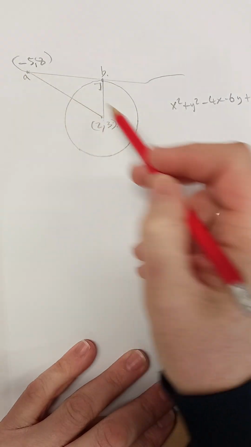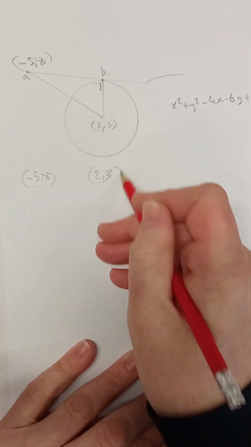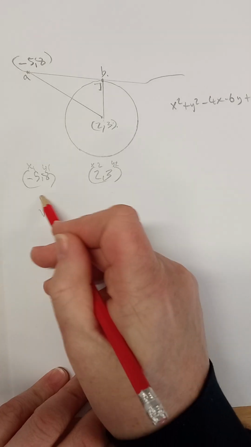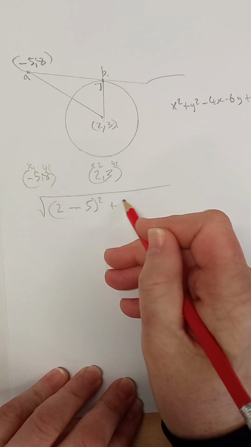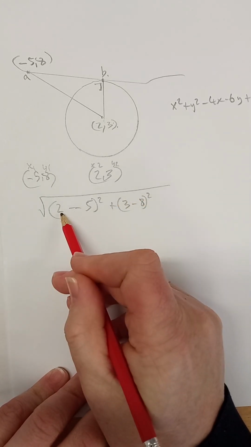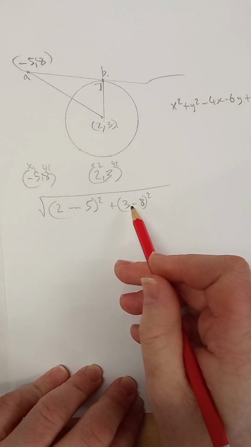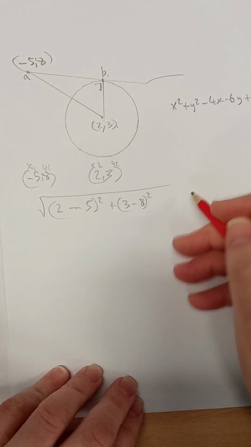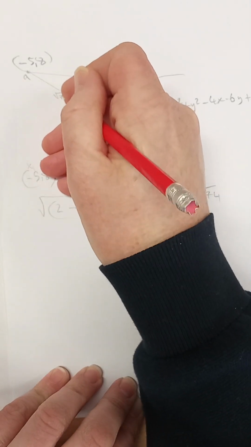So let's find the distance from there to there. -5 and 8 to 2 and 3. x1, y1, x2, y2, square root of x2 minus x1 squared plus y2 minus y1 squared. That's 7 squared, which is 49, plus 25 is root 74. So this is root 74 of a length.